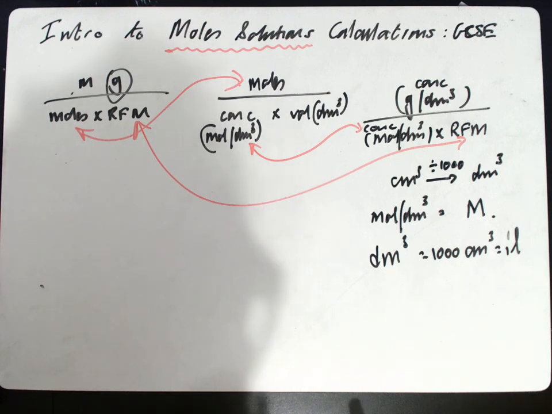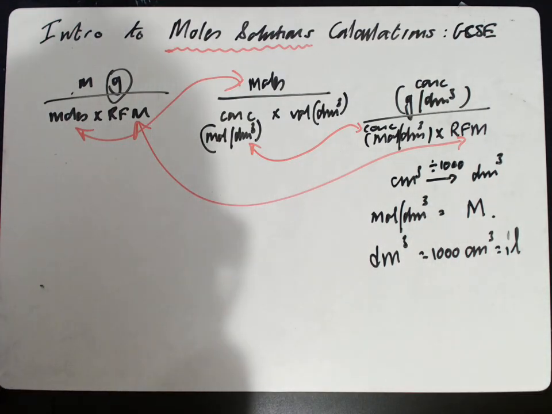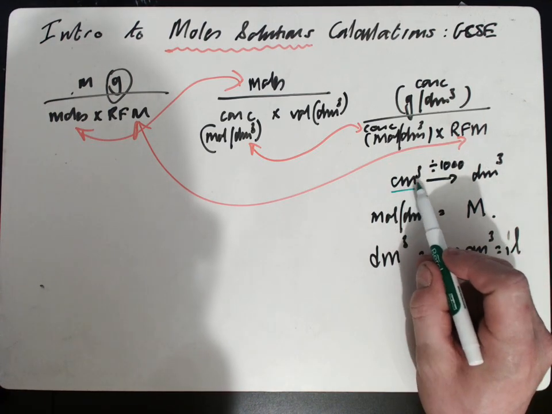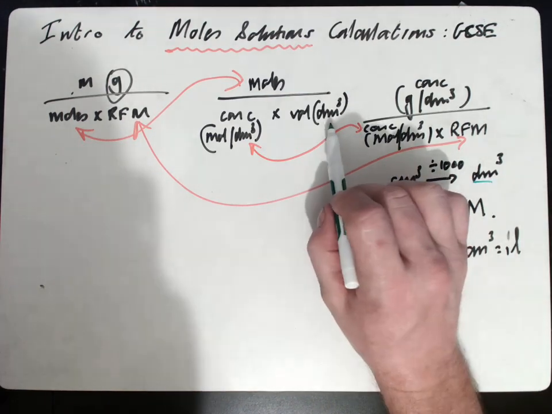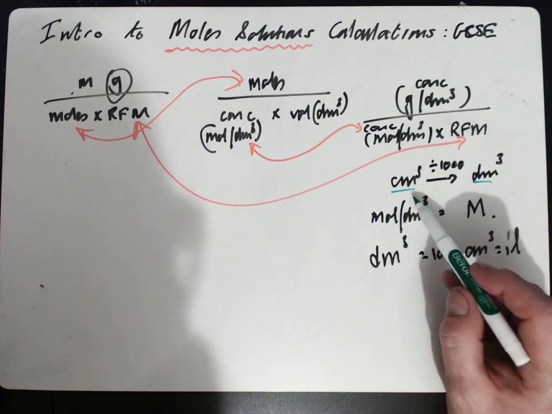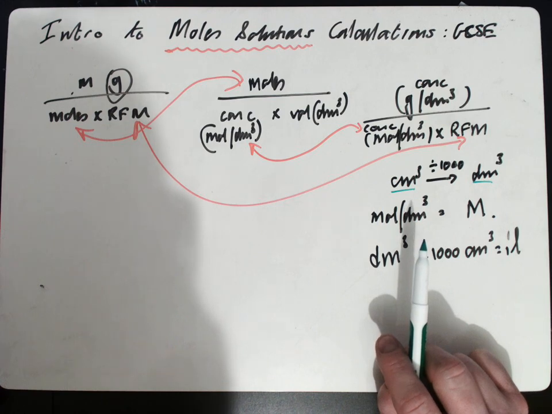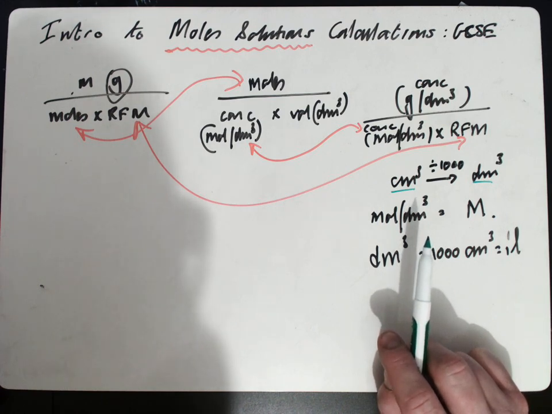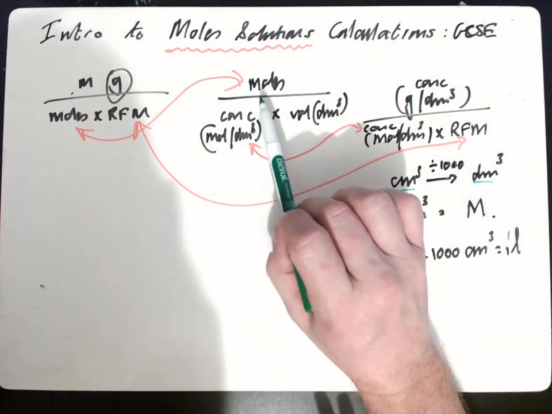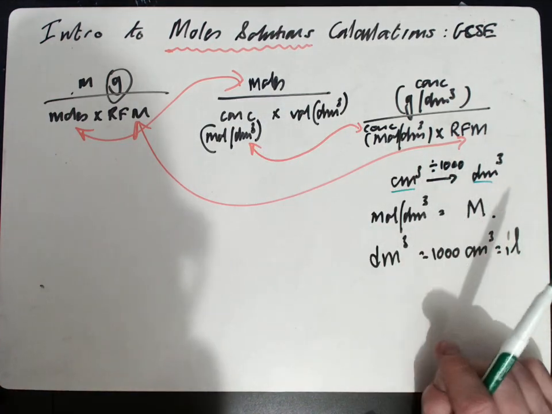A couple of other things on the side there, which you see written down below. Very often the volumes will come to you in centimeters cubed, and if you notice up here, our volumes for this equation are in decimeters cubed. So we need to take those centimeters cubed and divide them by 1,000 to turn them into decimeters cubed. Frequently students will forget to do that, and their answer will be 1,000 times too big or 1,000 times too small, depending on whether they're calculating concentration or moles. But that's a really important step, you don't want to forget that.